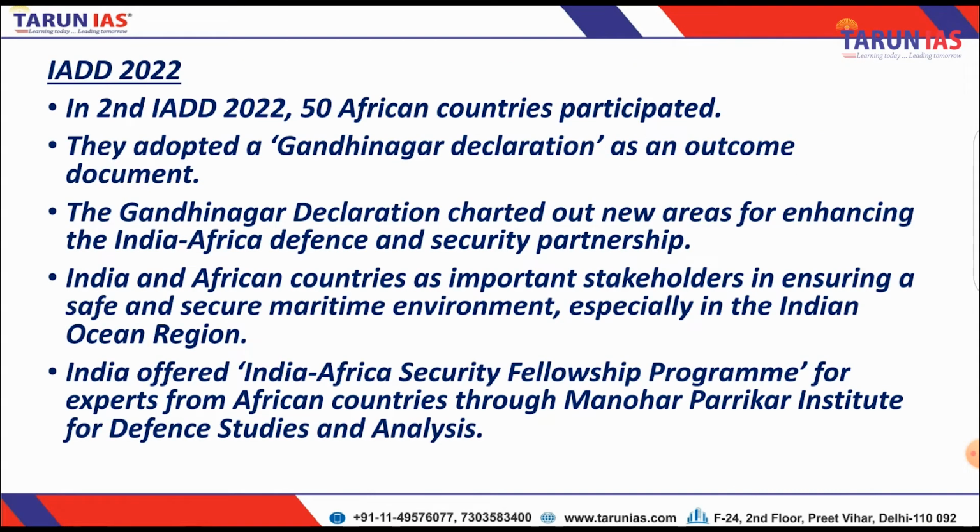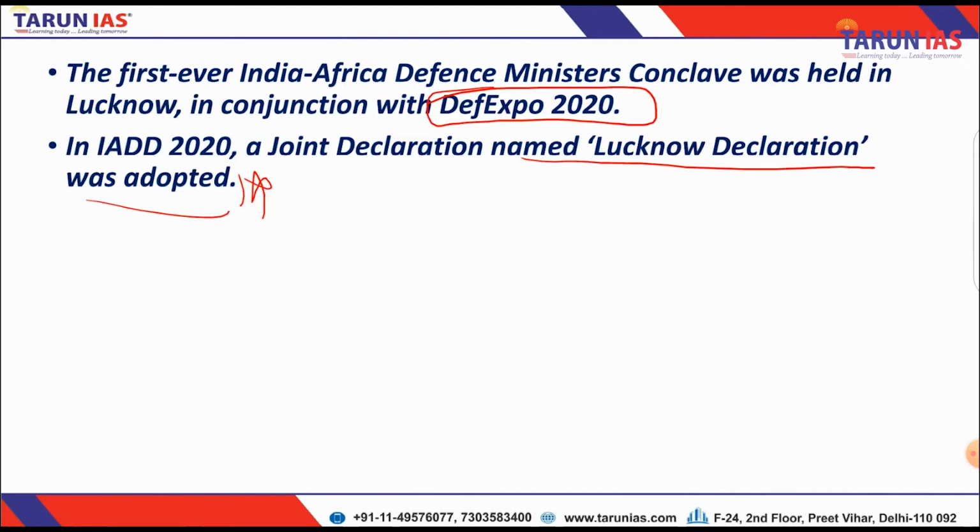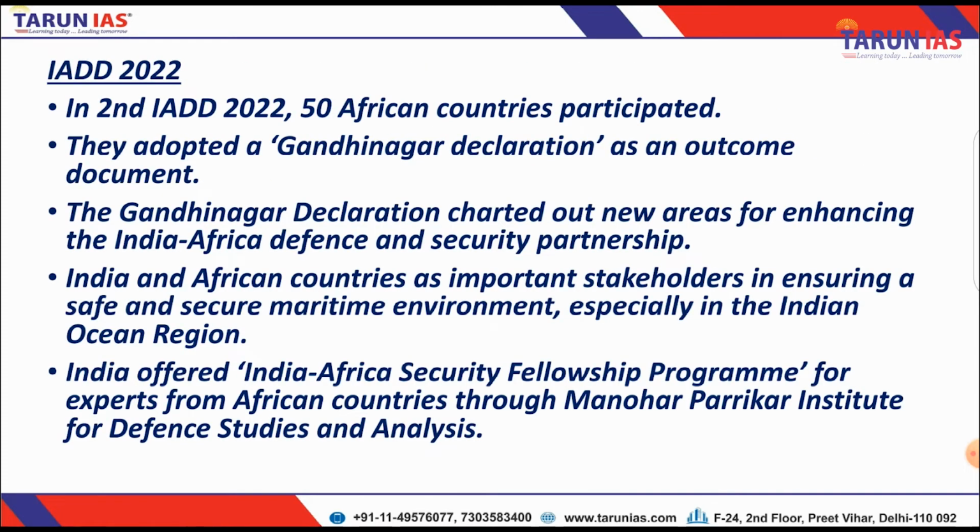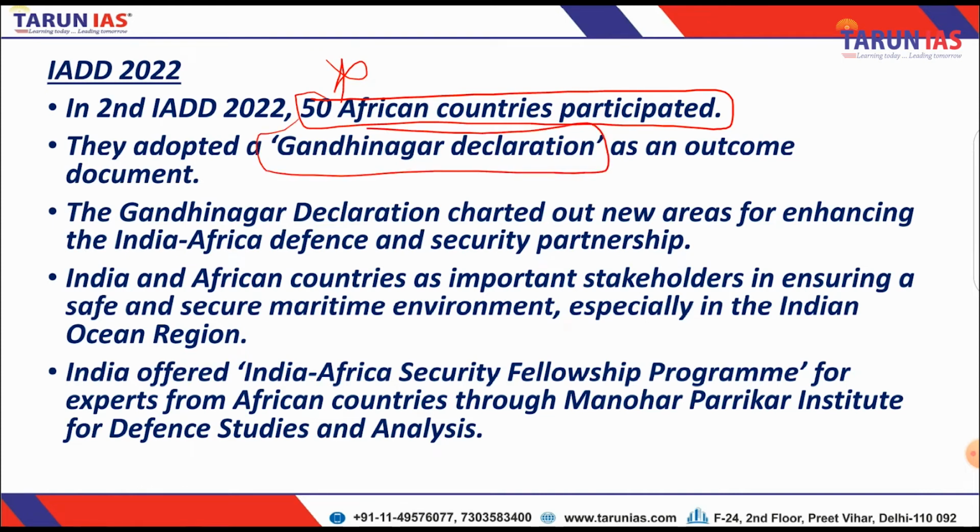Now, what is this India-Africa Defence Dialogue? The first point is that 50 countries have participated in the dialogue held in the year 2022, and they adopted what is known as the Gandhinagar Declaration as an outcome document. The declaration charts out the new areas for enhancing the defense and security partnership between India and the 50 African nations who participated. The most important stakeholders, that is India and Africa, are to ensure the safe and secure maritime environment, especially in the Indian Ocean region.